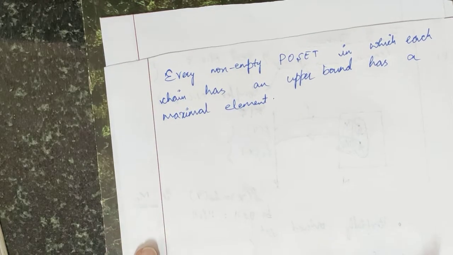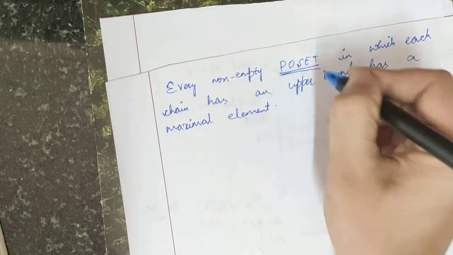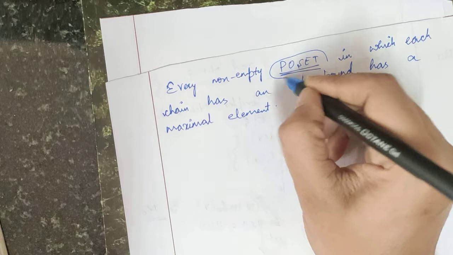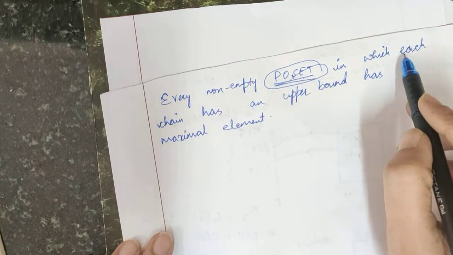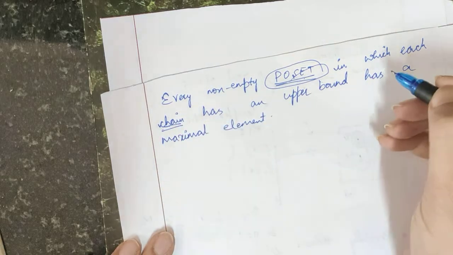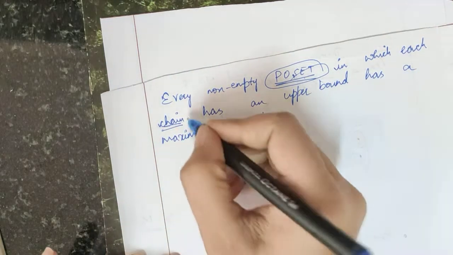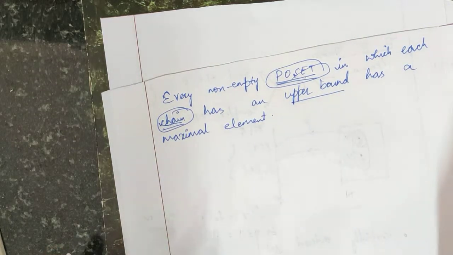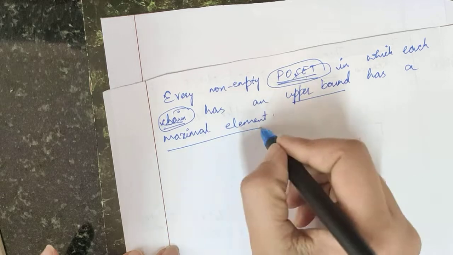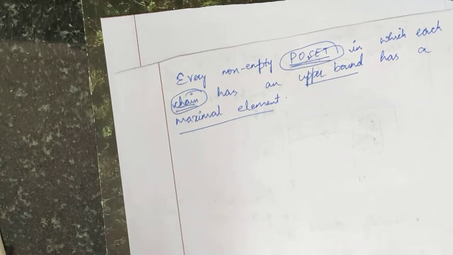So in order to prove Zorn's lemma, in order to state Zorn's lemma, we will consider a poset. We have already seen the definition of poset. So every non-empty poset in which each chain has an upper bound has a maximal element, right? This is how we define our Zorn's lemma.